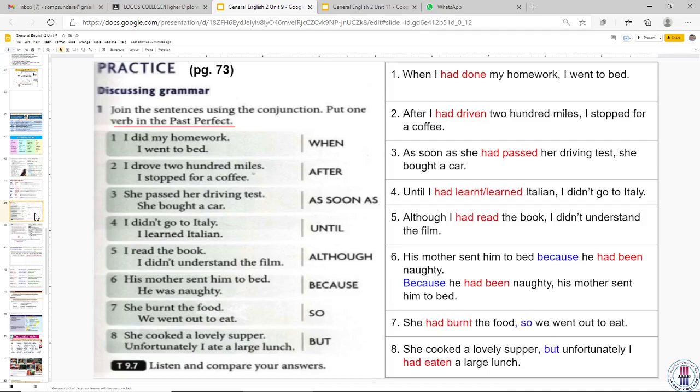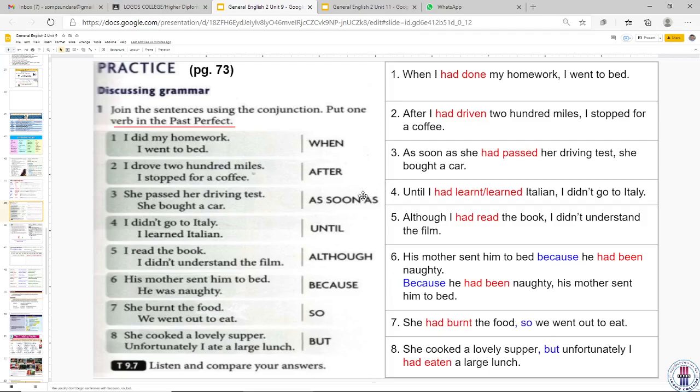it has an exercise. It says practice. And exercise 1, they would like you to join the sentences using these conjunctions over here. Right? And they would like to put one verb in the past perfect. And if you remember from the grammar of this unit, the past perfect describes an event that happens in the past before another event that happened in the past.